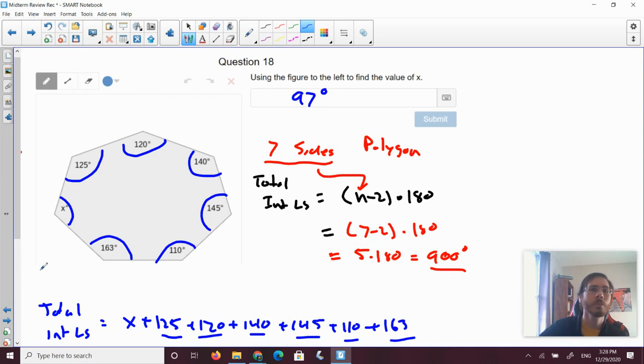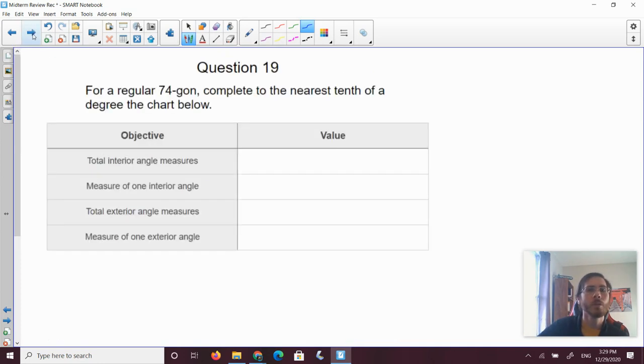Pretty good. All right. So one more question that deals with some of that same idea. In this case, we have a 74-gon, so we have a really big polygon now. It says complete to the nearest tenth of a degree the chart below. So the first one, again, we've got the total interior angle measures. This is the same formula as the last one.